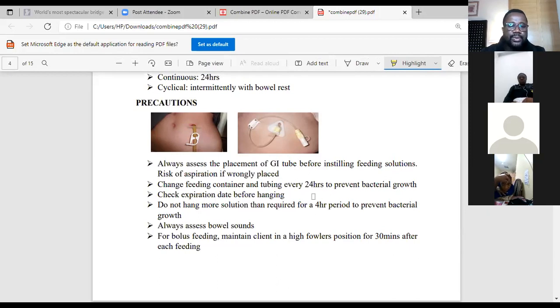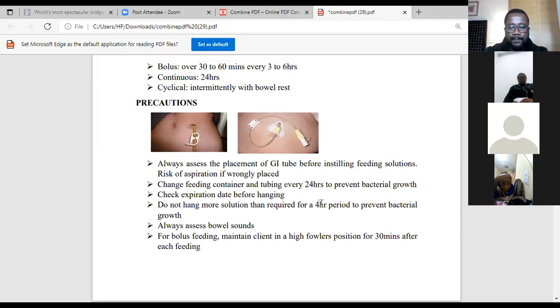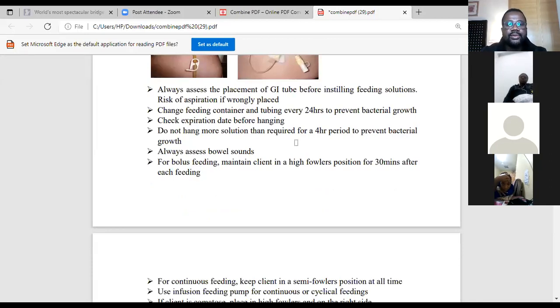Now, change the feeding container tubing every 24 hours. Maybe you get a question where you get into the patient's room and find a feeding tube hanging there, and the time label says yesterday 4 p.m., and now you're getting in at about 6 p.m. That is more than 24 hours. What will you do? You just have to discard it. It shouldn't be hanging there for more than 24 hours.